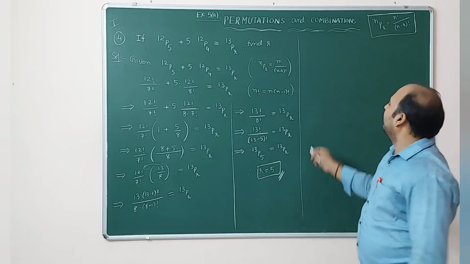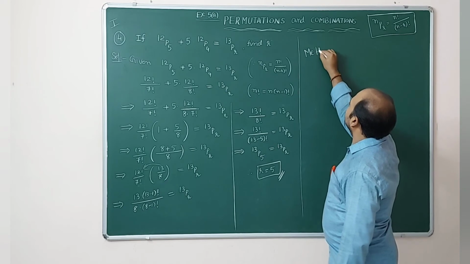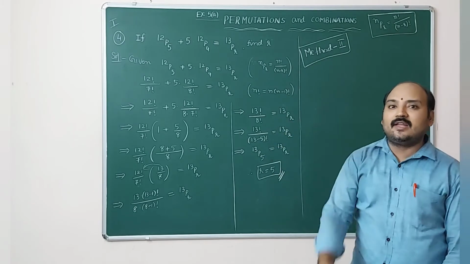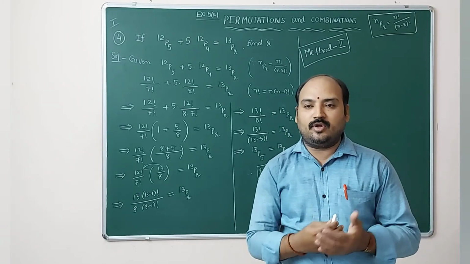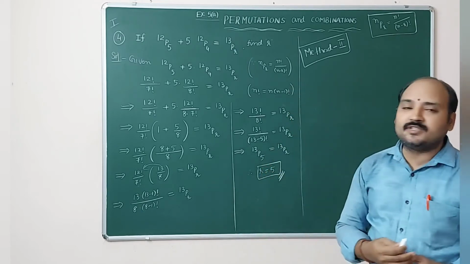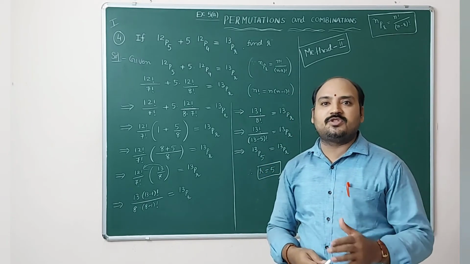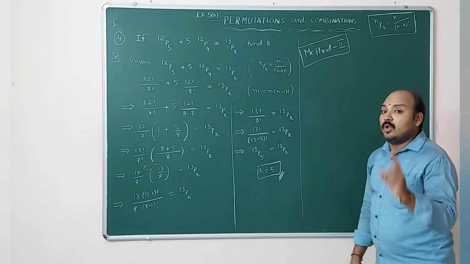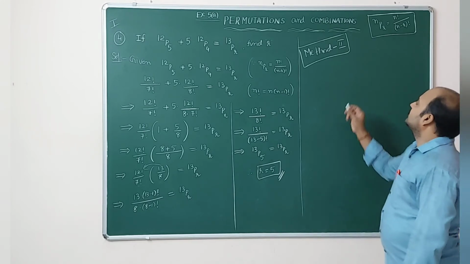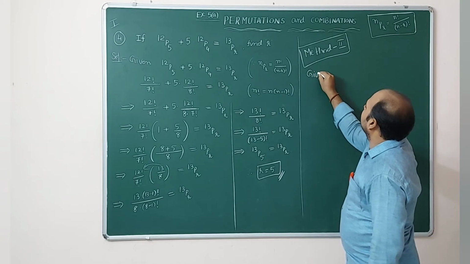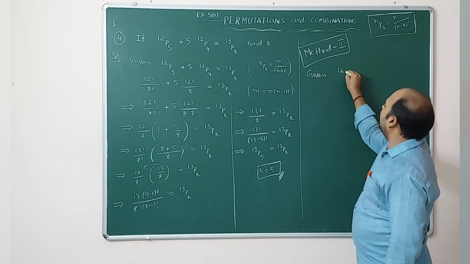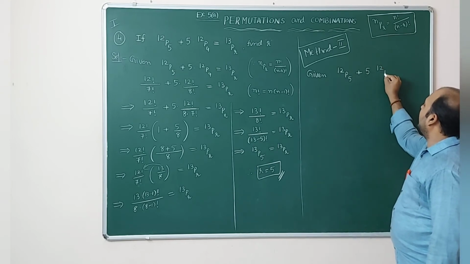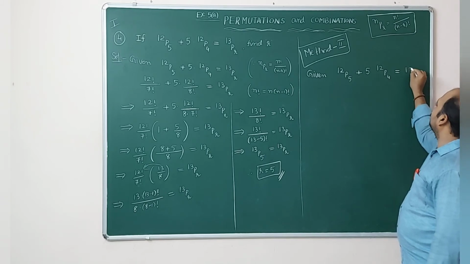This is one way. Method 2. In the second method, by using the standard result which we discussed in the earlier class, I have taken one video only regarding permutations. The first video, once again you watch, dear students, and method 2 I am going to apply to get the answer within 2 steps. It will help in the competitive examinations. See here, first given 12P5 plus 5 into 12P4 is equal to 13Pr.